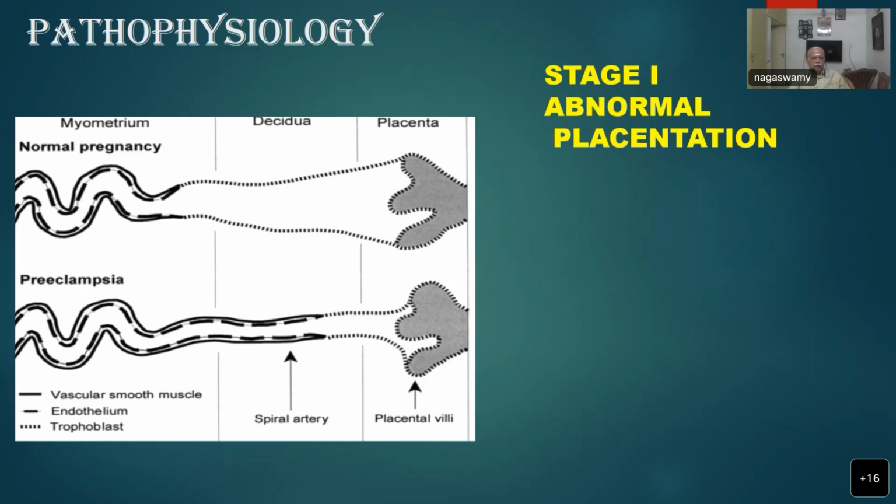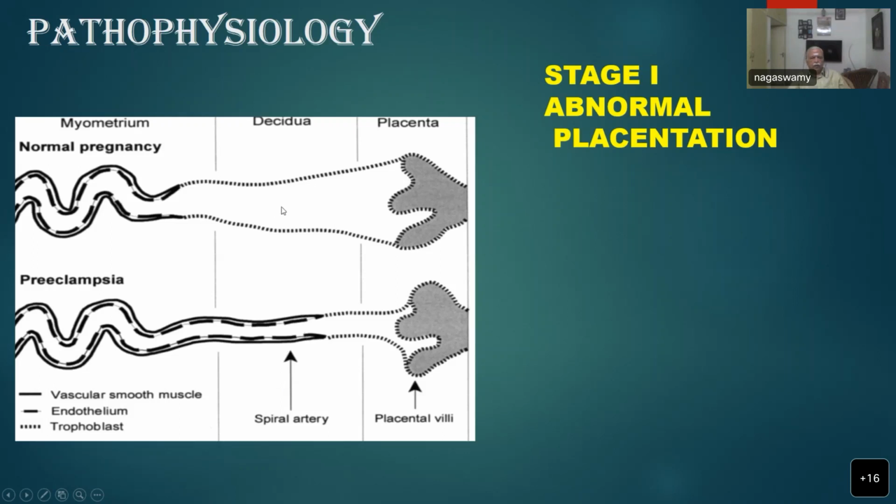But in normal pregnancy, what happens? Up to 20 weeks of gestation, slowly this muscle coat in the vessel is completely lost, and it becomes just a conduit to allow the blood to flow towards the placenta. So there is no autoregulation because there is a lack of musculature here. Whereas in patients who have preeclampsia, this muscle coat is retained, and the so-called spiral artery, the branch of the uterine artery, still retains its muscle coat.